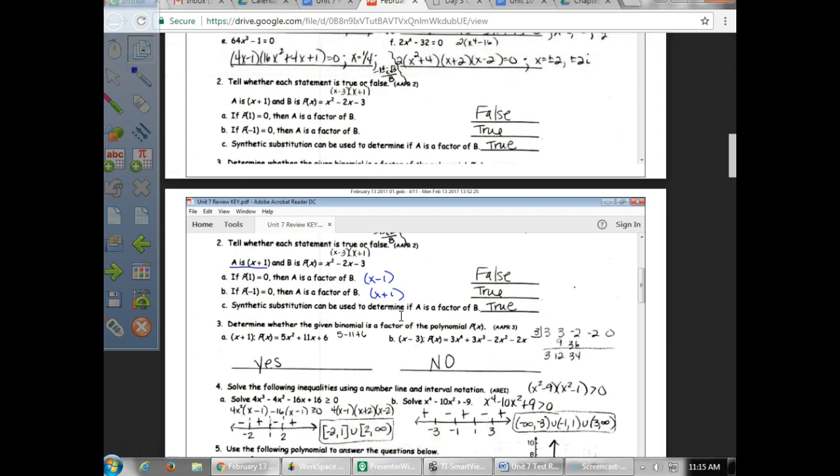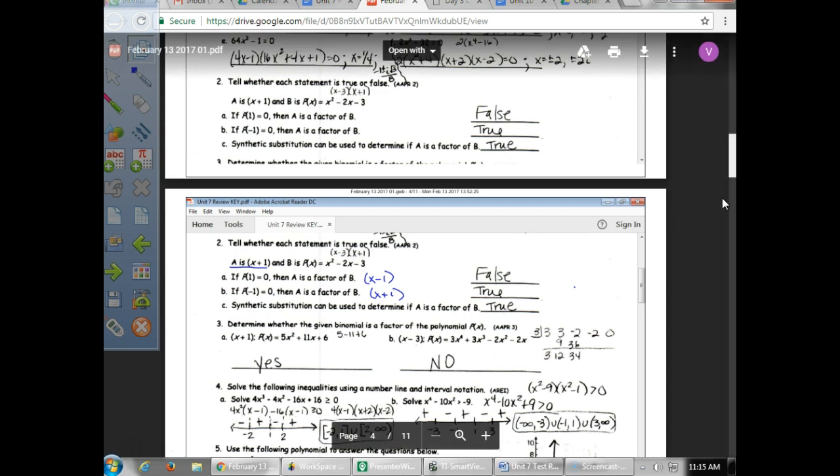Synthetic substitution can be used to determine if A is a factor of B. Absolutely. You're looking for a remainder of 0. And if you get a remainder of 0, then R is a root and x minus R is a factor. Okay.